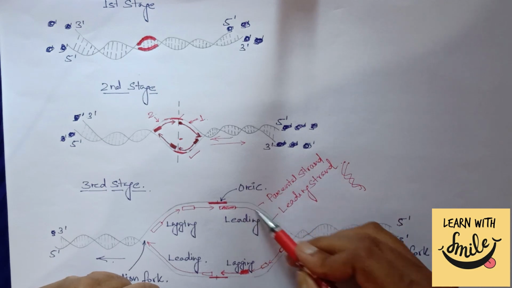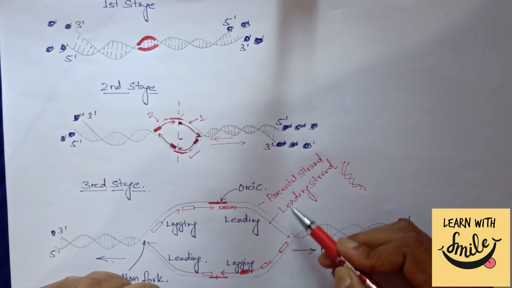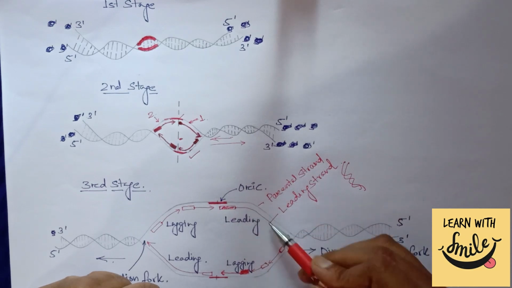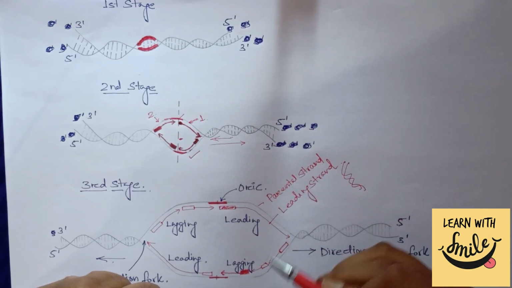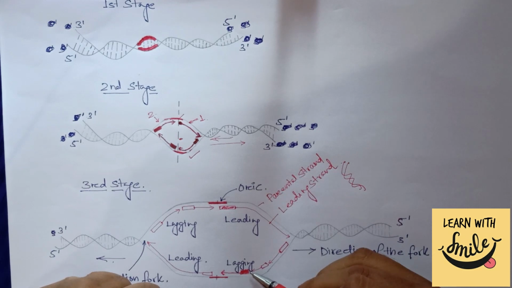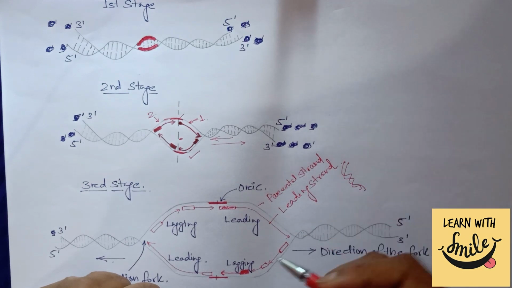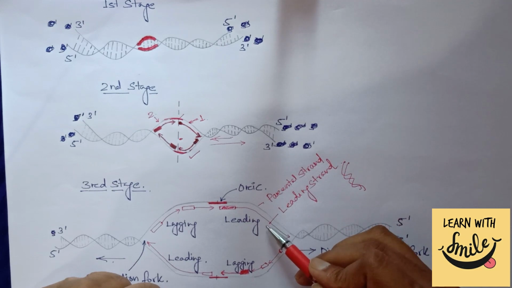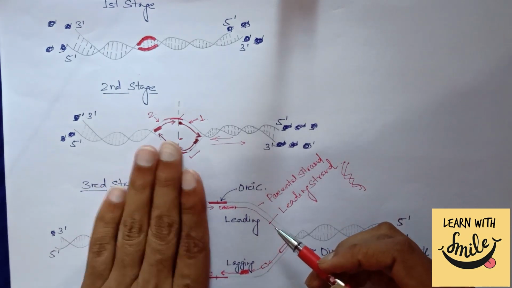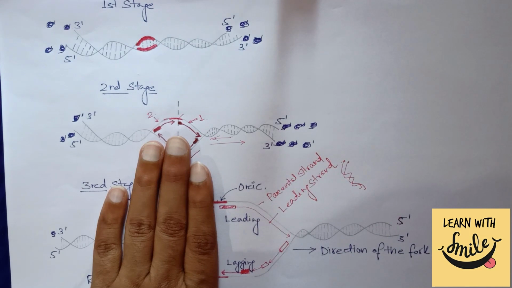Now, the DNA strand which required a single primer for its synthesis is known as the leading strand. And on the other side, the DNA strand which required multiple primers for its synthesis is known as the lagging strand. It's very much simple. The side which requires multiple primers for its synthesis is known as the lagging strand, and the side which requires only a single primer for its synthesis is known as the leading strand. So this much story we knew.